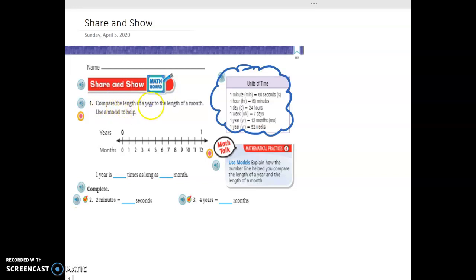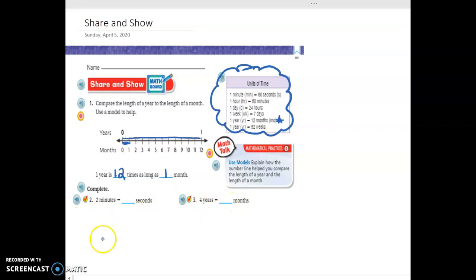Number 1, compare the length of a year to the length of a month. Use the model to help. Now, similar to other ones, we know that 1 month is here, but there are 12 months right here. There are 12 months in a year. So we're comparing that. We know that a year is 12 times as long as 1 month. Number 2, 2 minutes equals blank seconds. Number 3, 4 years equals blank months.